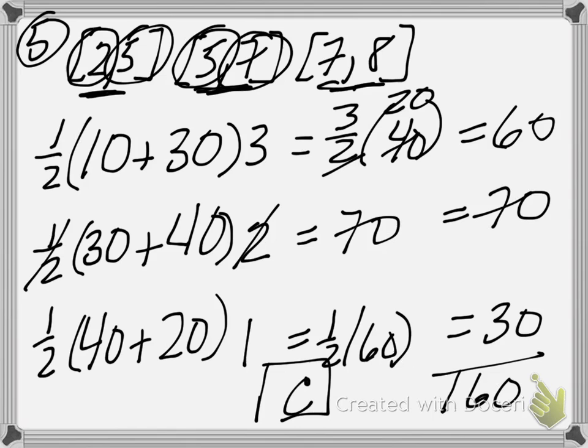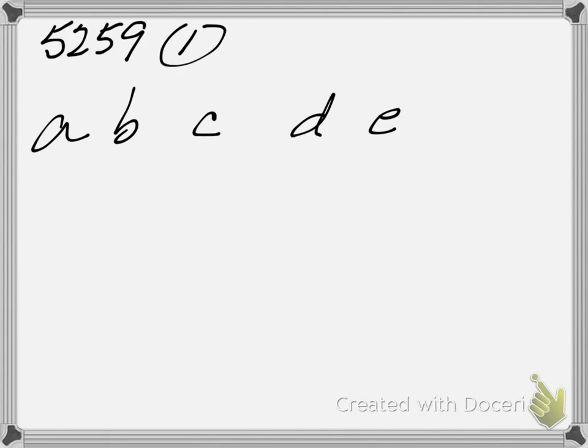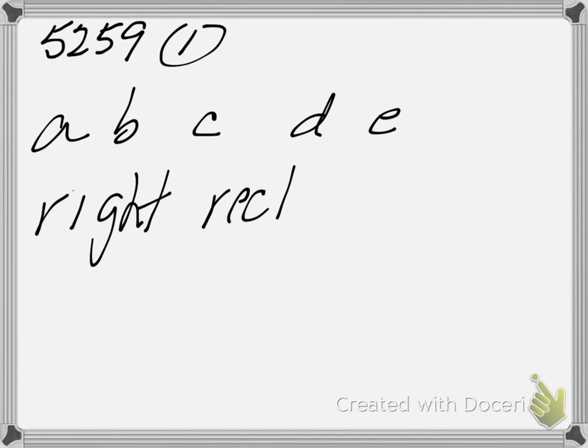Okay, the next sheet says 5259 on top. Okay, so we're going to do number 1. And you have 5 pictures, A, B, C, D, and E. Okay, so what it's saying is that if you do a right-hand Riemann sum, so if you do a right rectangle, it will give an over approximation. Okay, so you want it to give you an over approximation.